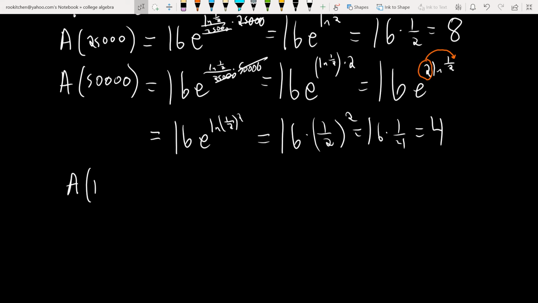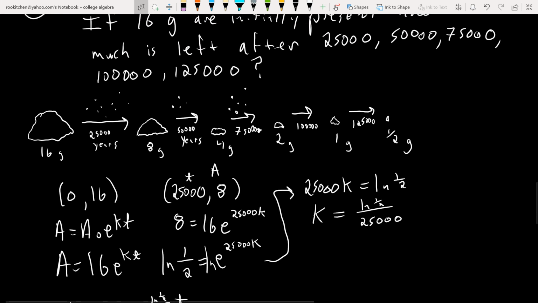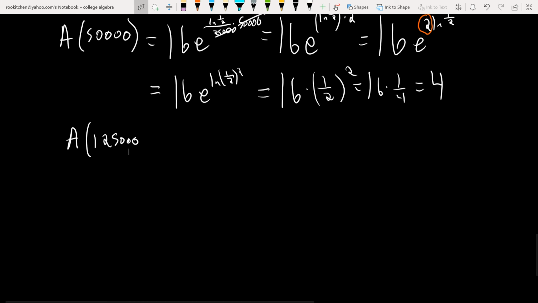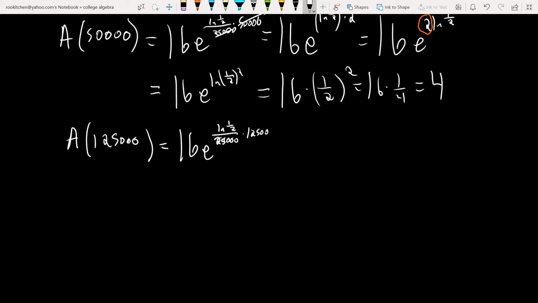So let's try 125,000. So from our work above, after 125,000 years, we should have 1/2 gram left. Okay, so let's take a look. We'll have 16e to the ln of 1/2 all over, no, it was 25,000 times 125,000. So that'll equal 16e to the... 25,000 goes into 125,000 5 times, e to the 5 ln of 1/2.